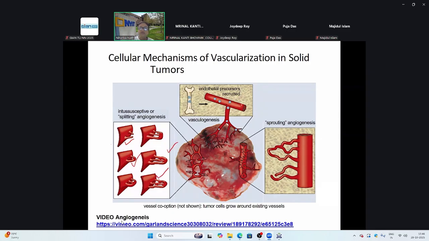And so here's the cells there. The cells are on the inside. This is your endothelial cells, and it just forms more branches. So it's called sprouting. That's just the name. And so now I will show you a video of angiogenesis.